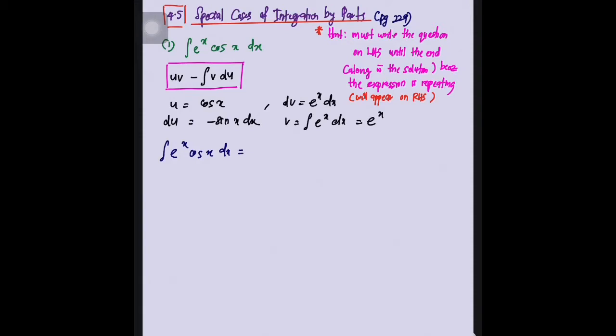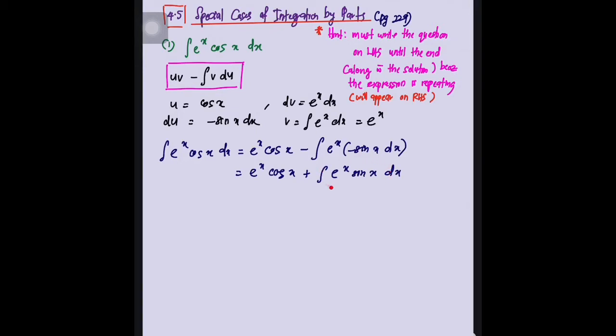Therefore, the integral of e power of x cos x dx will now become uv. Your u is cos x, your v is e power of x, minus integrate v du. Your v is e power of x, your du is negative sin x dx. Okay, now let us just rearrange: e power of x cos x plus, so plus integrate e power of x sin x dx.